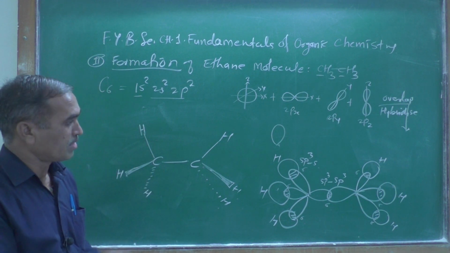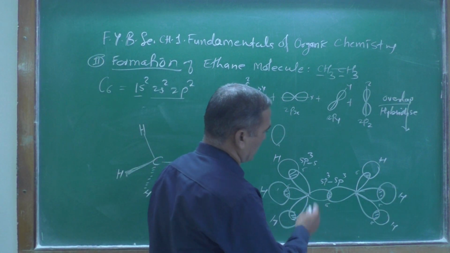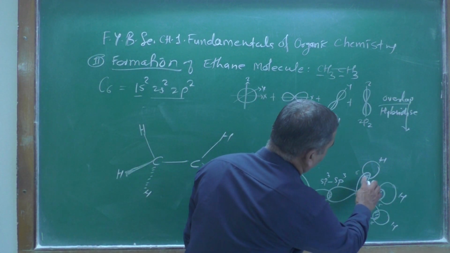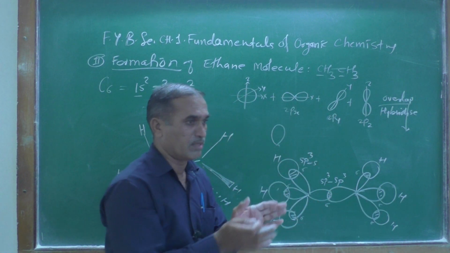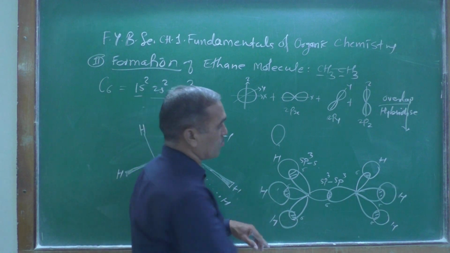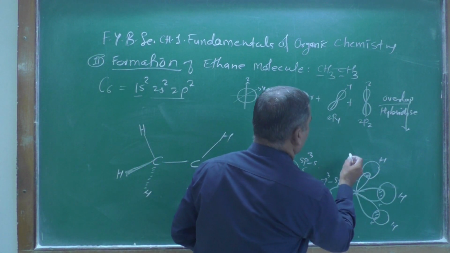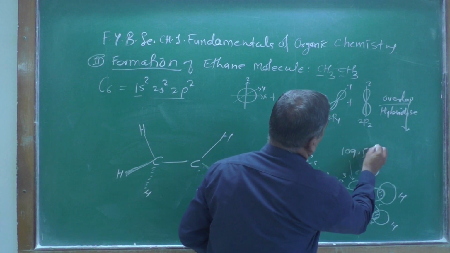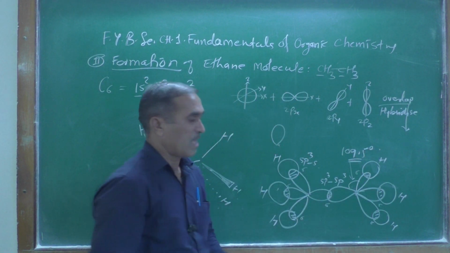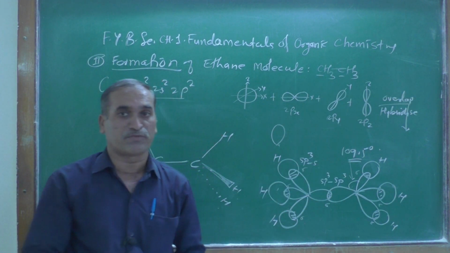sp3 hybridization. Now one more thing, remember here, when sp3 hybridization takes place, the bond angle, in any bond angle means what? The angle between two adjacent bonds is called a bond angle. Now the bond angle in this case is found to be 109.5, that is an identity of this tetrahedral. It always shows 109.5 degree.